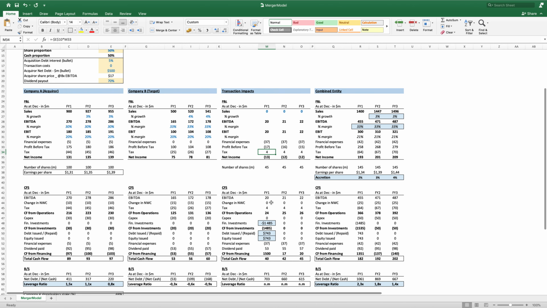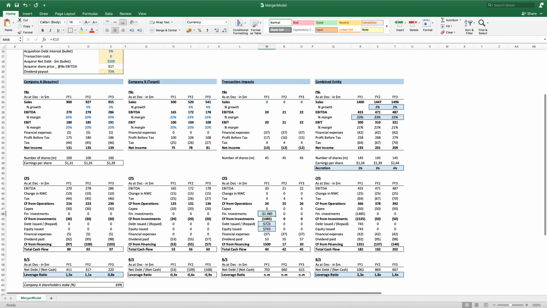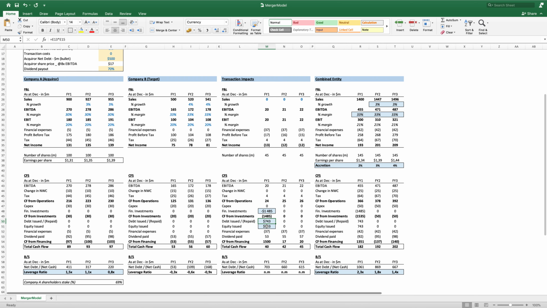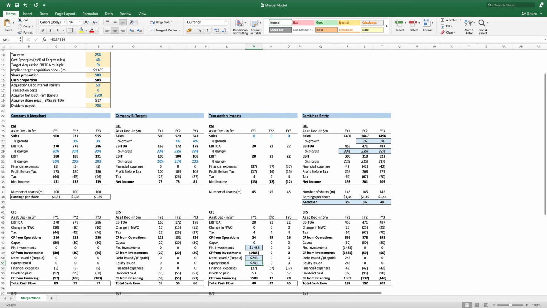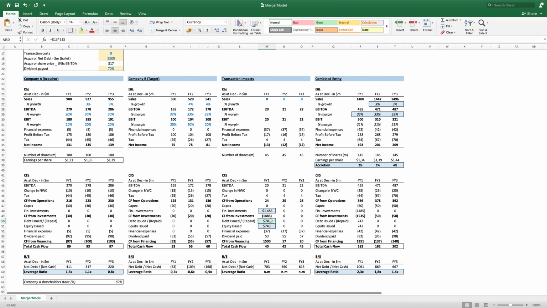And in terms of transaction impacts, here you see the impact on EBITDA, which is related to synergies. In terms of financial investments, here you would record the acquisition price, and here you will see how this acquisition price is financed. Since we have set up the model at a case which is 50% equity and 50% debt, you see that half of the price corresponds to a debt issue and half of the price corresponds to a capital increase.